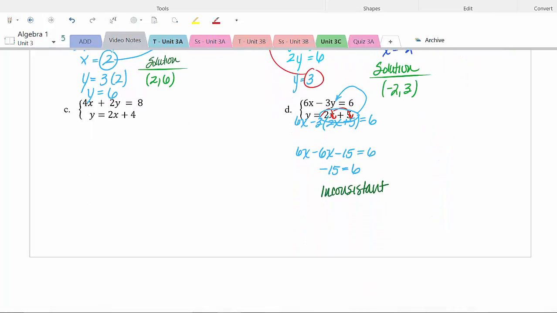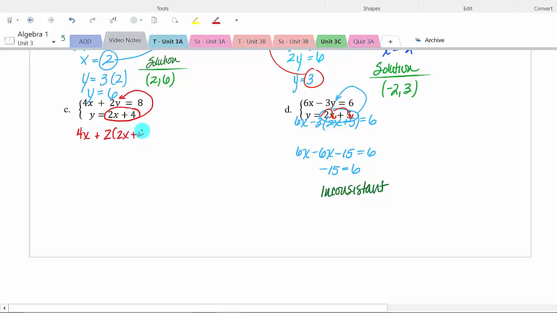Let's take a look at this c here. It looks like I left it undone. So let's go ahead and do c. So y is equal to 2x plus 4. It's already solved for. I already have one variable. So I'm going to go ahead and, wherever I see y, replace it with that expression there. So I've got 4x, dropping that down, plus 2 times this new quantity instead of y.